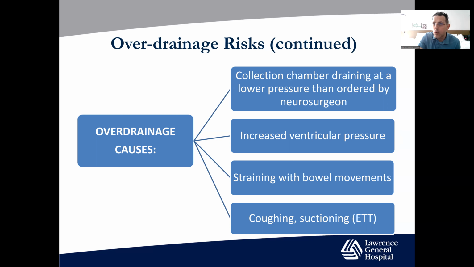You can have increased ventricular pressures, which cause more CSF to come out. You can, say, have straining with a bowel movement, where you have a big Valsalva maneuver and you increase the pressure in your brain, and you can have more CSF coming out that way. The same thing can happen with coughing, or, commonly, with suctioning through an ET tube. So this is something to particularly keep in mind.